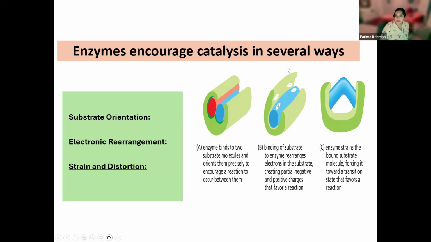This enzyme process is encouraged in different ways. One of them is by allowing the substrates to orient properly next to each other the way they need to be so that a reaction can occur. Another way is by taking the substrate and rearranging electrons within it so that it now has positive and negative sides, so that the reaction can occur instead of it being in its inert state. And finally, it may strain and distort the substrate in the way that it binds to it, so that it is forcing it into that conformation where the reaction can occur.